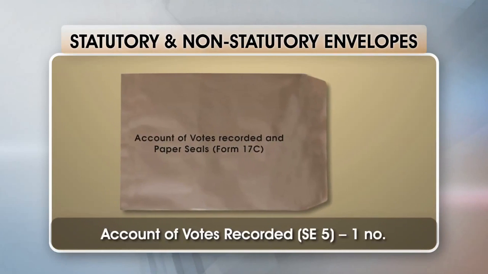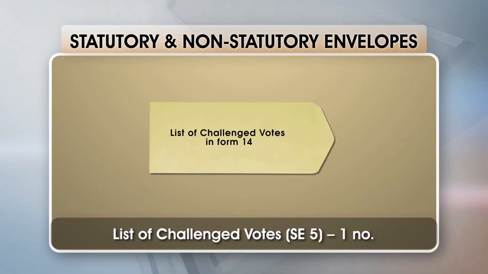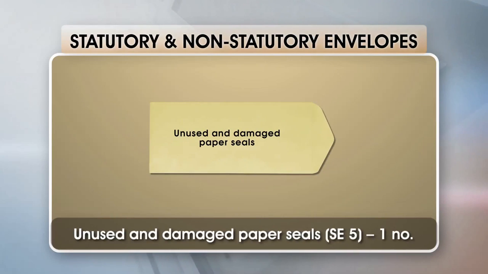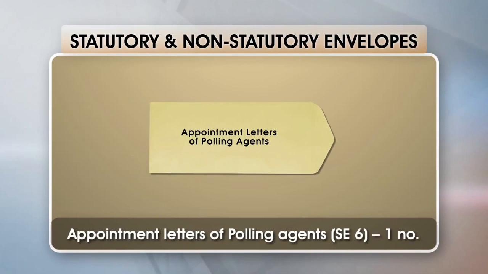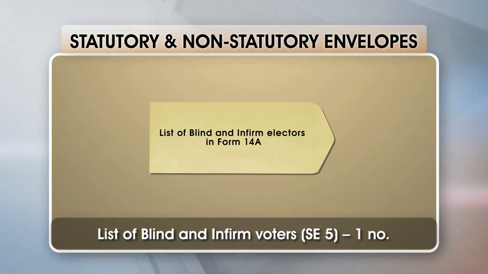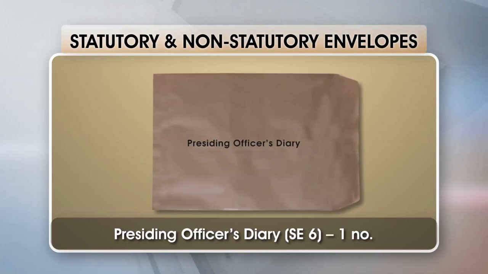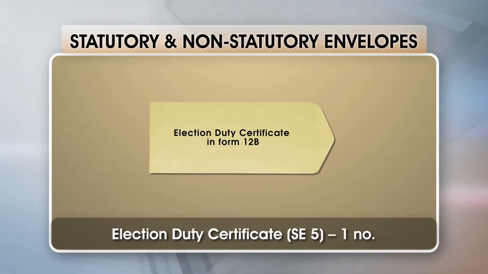For account of votes recorded, SE5, 1 number. For list of challenged votes, SE5, 1 number. For unused and damaged paper seals, SE5, 1 number. For appointment letters of polling agents, SE6, 1 number. For list of blind and infirm voters, SE5, 1 number. For presiding officer's diary, SE6, 1 number. For election duty certificate, SE5, 1 number.